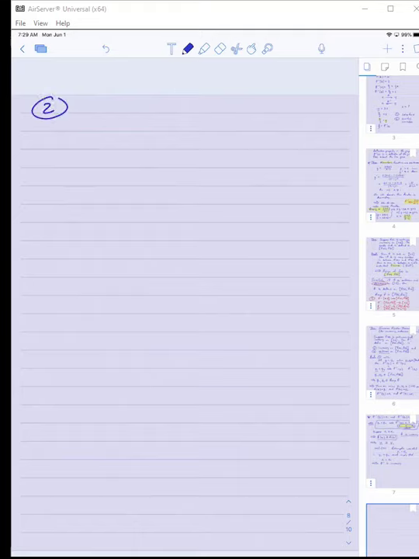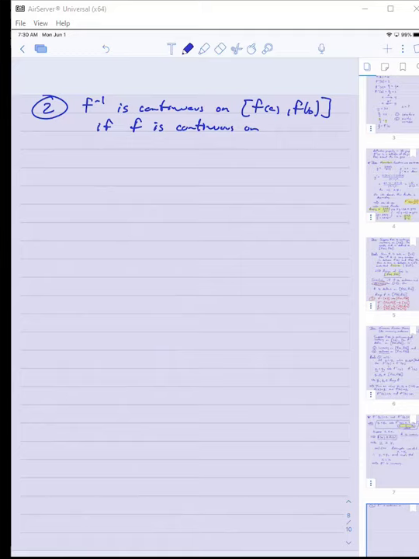Okay, part two of the theorem. The second part was to show that f inverse is continuous on f of a to f of b if f is continuous on a to b. Okay, so think about how we show continuity.